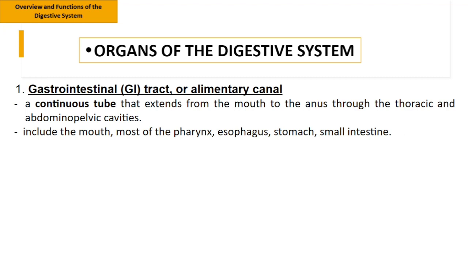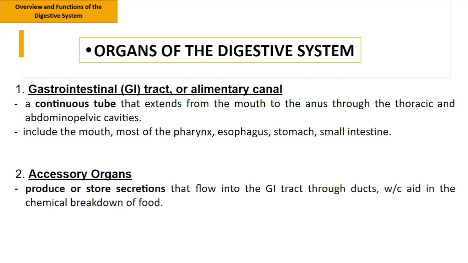Another category of the organs of the digestive system is actually the accessory organs. So, di ba pag sinabi nating accessory, di ba yung mga extras lang. However, although these are just accessory organs, it is very vital so that the digestive system can function properly. So, what is the function of your accessory organs? That is to produce or to store the secretions that flow into the gastrointestinal tract through ducts, which aid in the chemical breakdown of food.